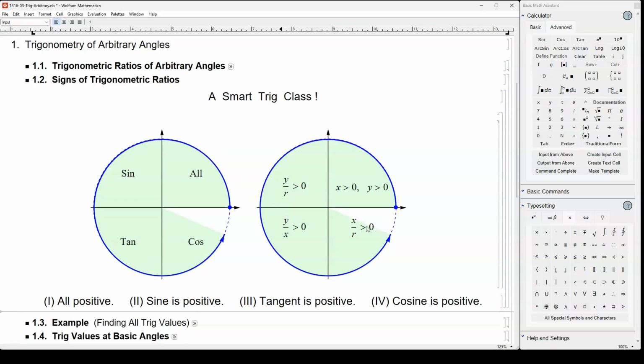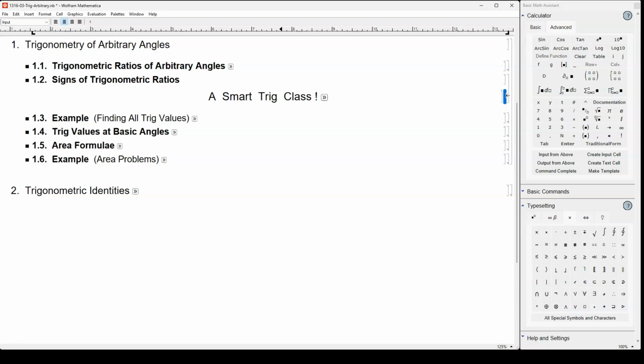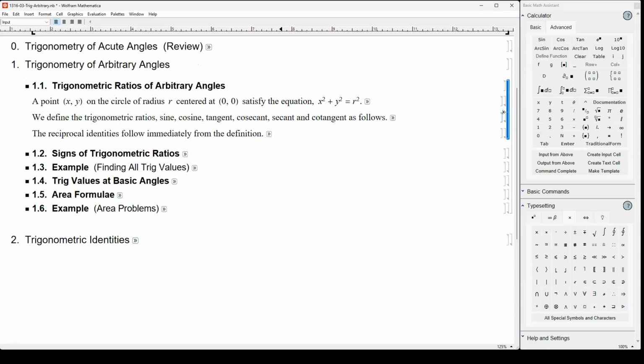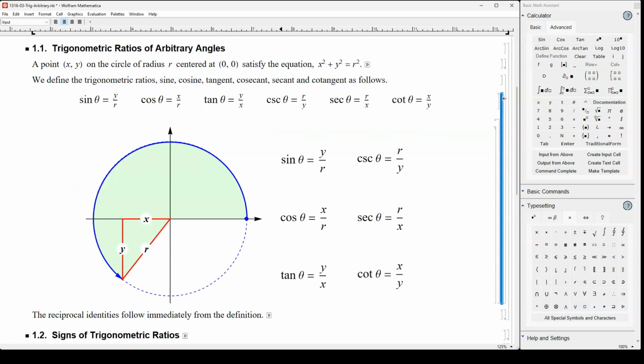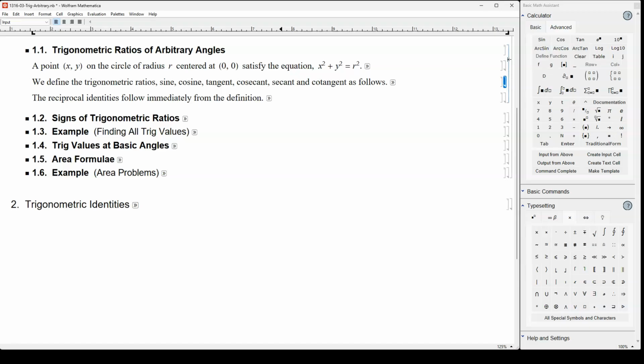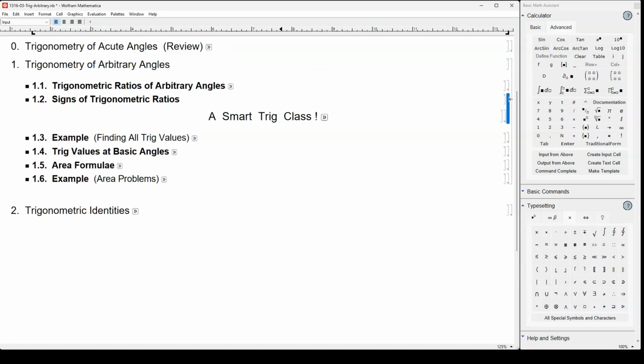And then in the fourth quadrant, cosine is positive, x over r is positive, y is negative there because vertically we are moving down, right? Y is negative. So here's the conclusion, a smart trig class. Okay, all right. We went through the definition and then we went through the sign of all trig ratios.